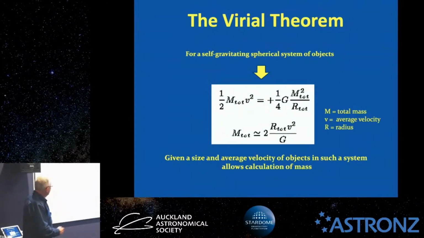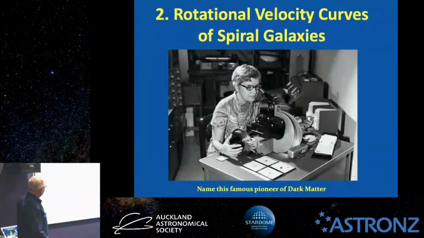So given the size and the average velocity of objects in a self-gravitating spherical system, you can calculate the total mass. That's essentially what he did. He said there's just not enough visible mass to hold it together. So it's a very straightforward formula that he was using. That took us right up to about 1970 or so, to this lady who started doing some work on the rotational velocity curves of spiral galaxies, which we'll talk about now.